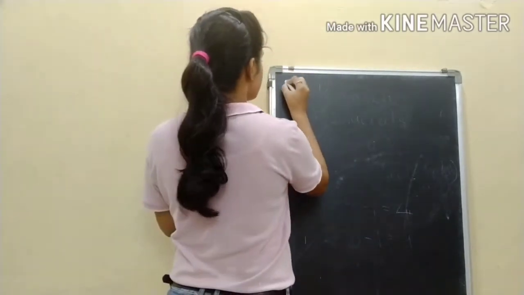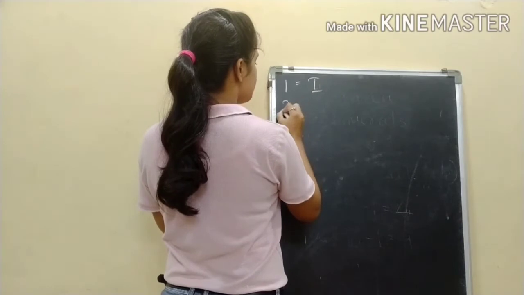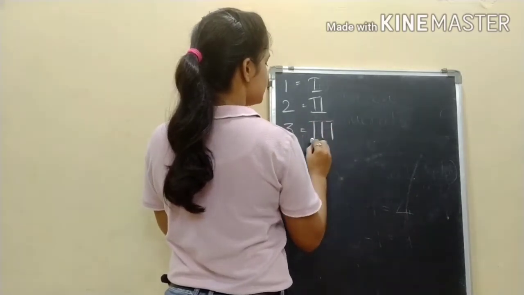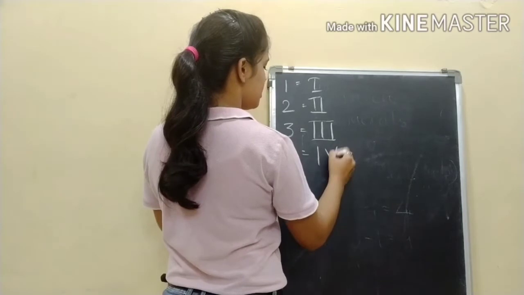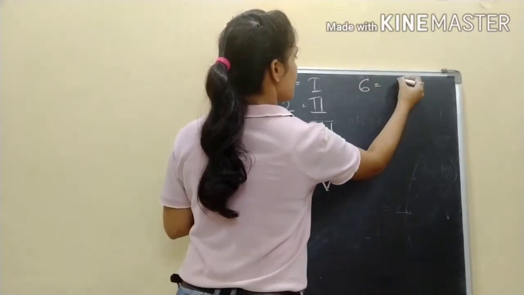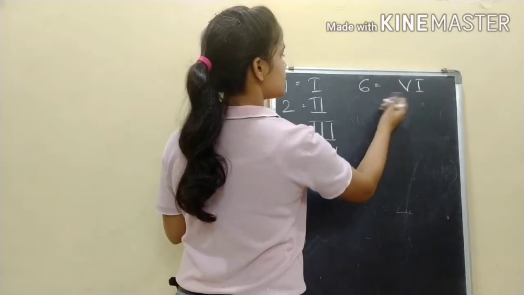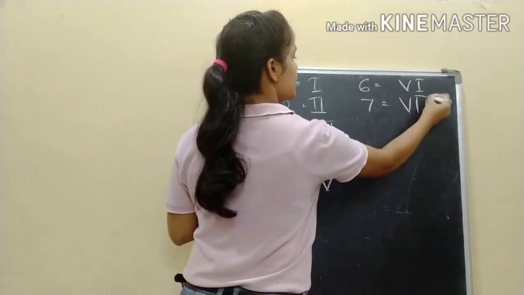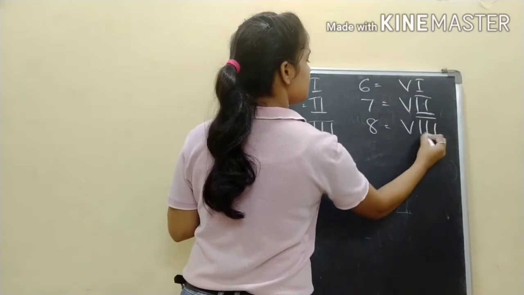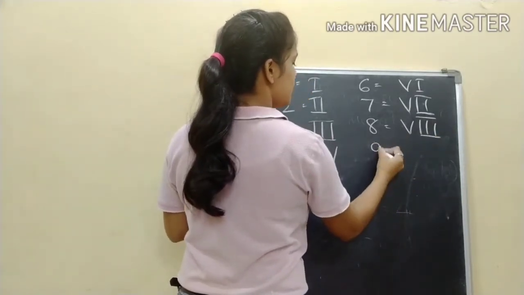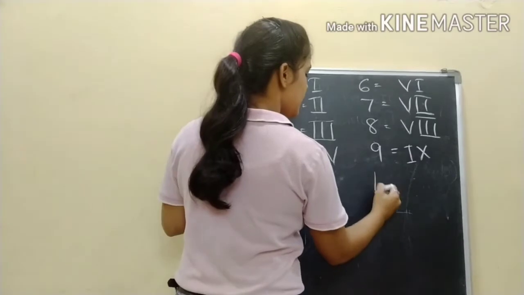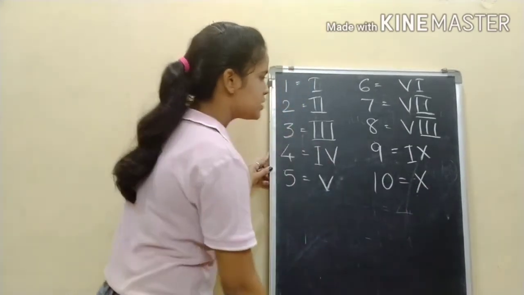So let's start. Number 1 is represented by I, number 2 is represented by 2 I's, number 3 by 3 I's, 4 this way, 5 V, 6 V and I, because 5 plus 1 is 6, 7 V, I and I, that means 5 plus 2, 8 V, I, I and I, that means 5 plus 3 is 8, 9 I and X, that means 10 minus 1 is 9, and 10, as you all know, it is represented by X. So these were the numbers from 1 to 10.